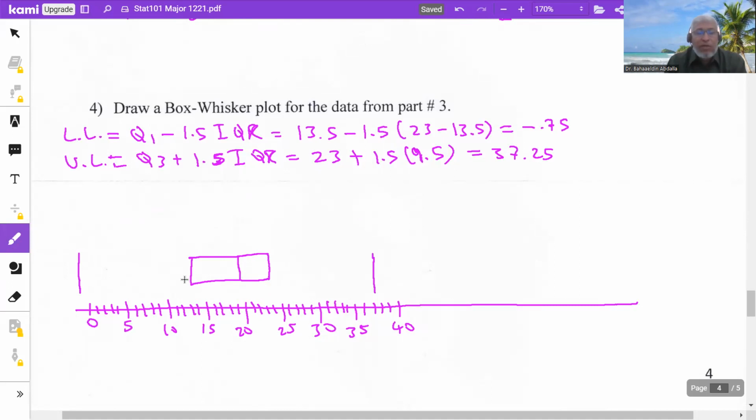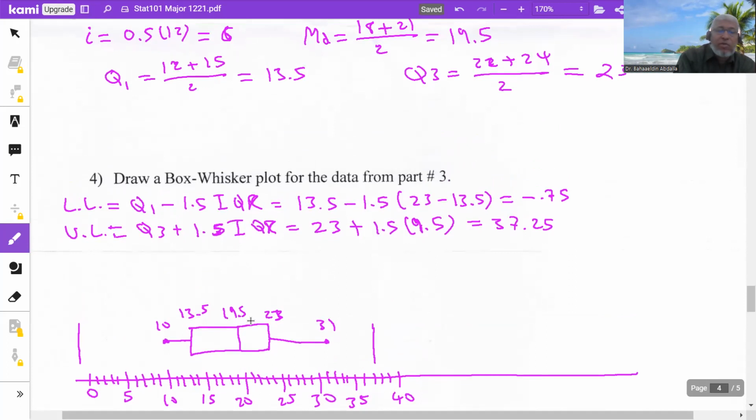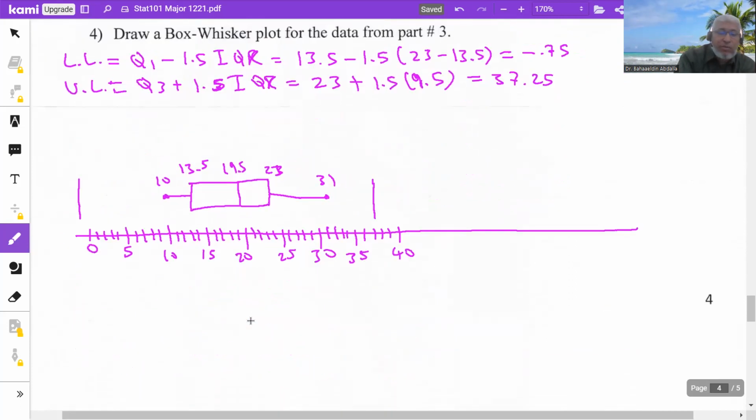And the left whisker, we will take the left whisker up to the smallest number in the data, which is 10. You can write here 10, you can write here 13.5, 19.5, 23, and the largest is 31. So the right whisker will go up to 31. So this is the box whisker plot.